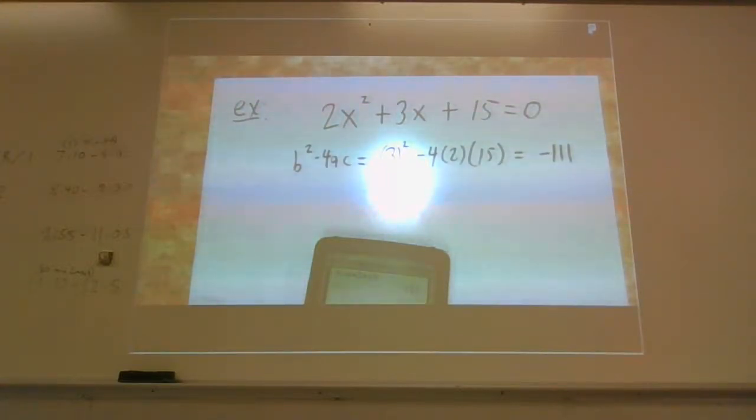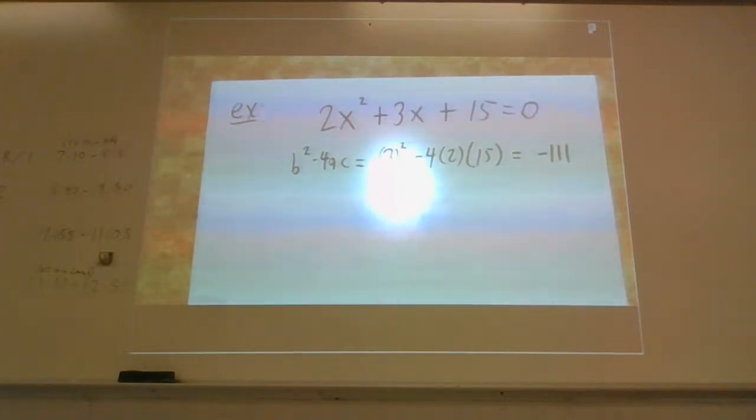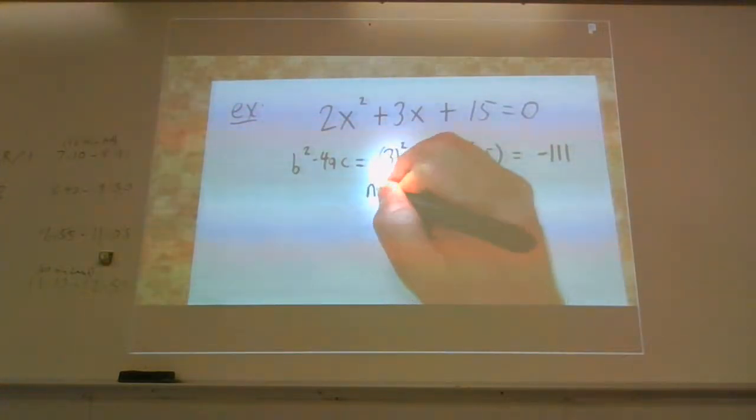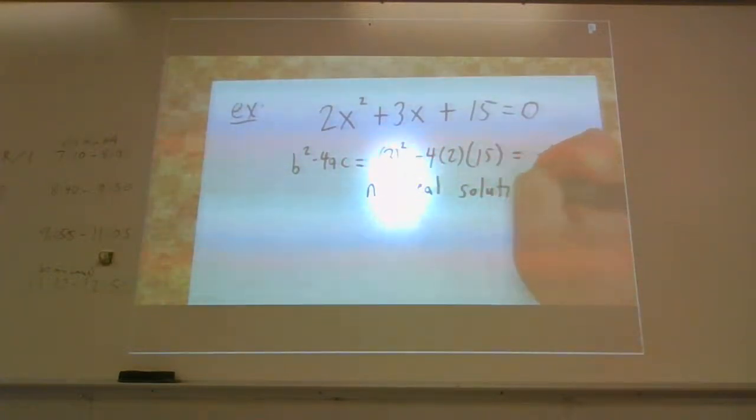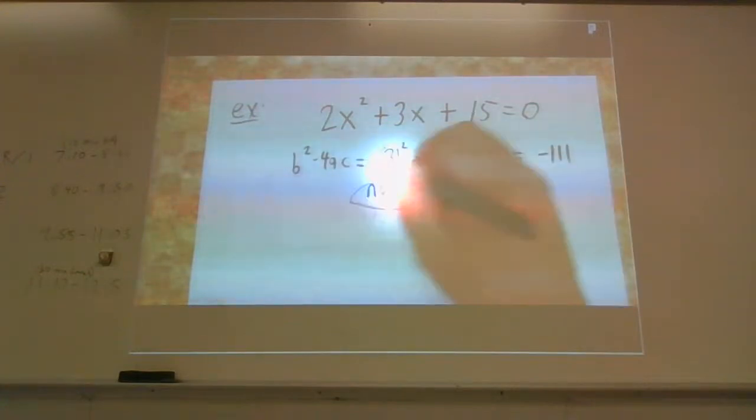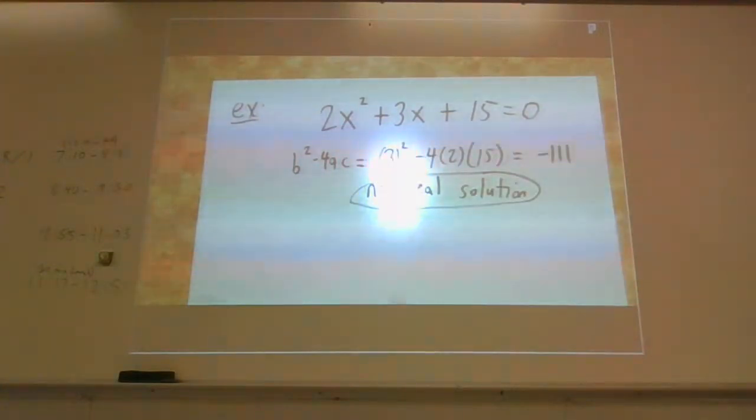Here's the thing. This is the exact reason why I had you calculating the discriminant separately. Because if your discriminant happens to be a negative number, you are done with the problem. For now. There's no real solution at all. Can't do it. Won't work.